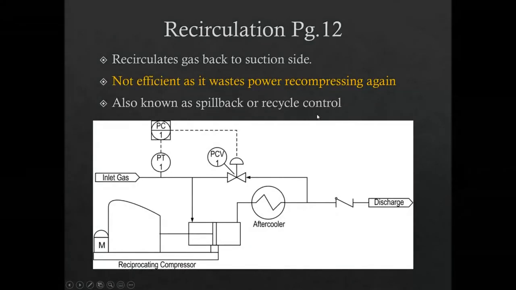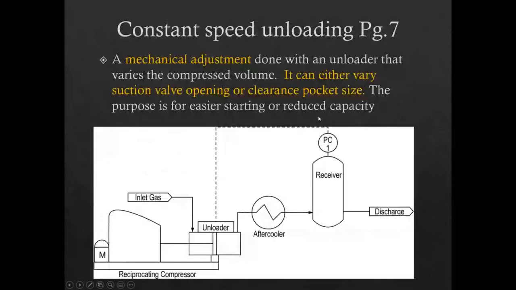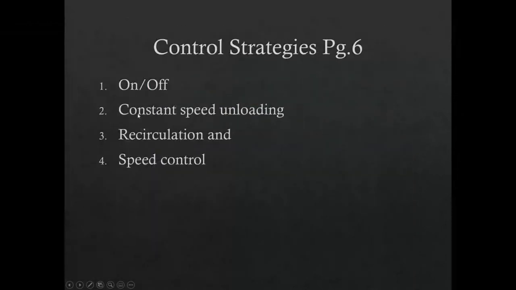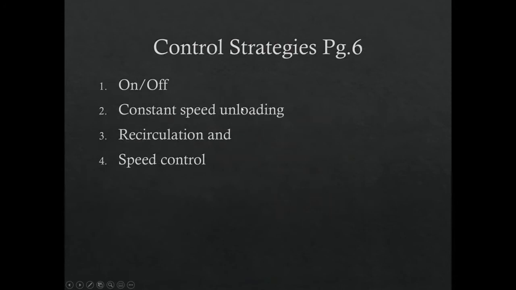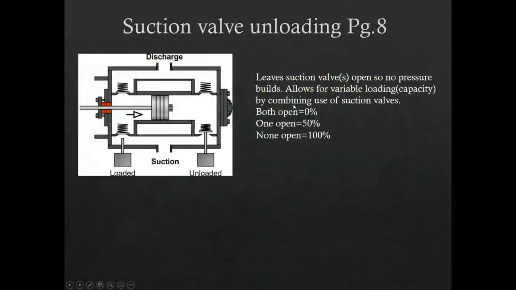Okay, recirculation, another type of control. So where were we back here? We looked at on-off, constant speed unloading. In all of the previous examples, opening the valves and varying that pocket size, the idea is that we're still running at a constant speed. All we're doing is increasing or decreasing the volume, which increases or decreases the pressure. And remember, we said way back here, it's variable pressure, but a relatively constant flow, which is attached basically to the speed. So the third strategy we're going to look at is recirculating, and then we'll look at speed control.